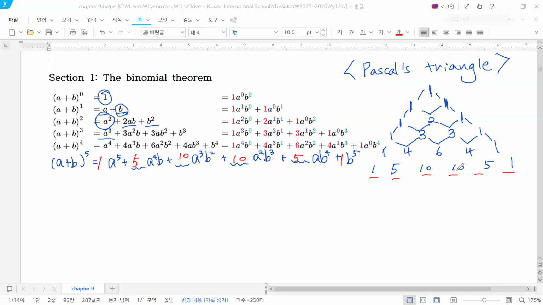Okay, so by using this Pascal's triangle, you can find the coefficients of a binomial expansion easily, if the n is low enough. However, if I ask you to expand (a + b) to the power of 100, then you would have to draw 100 lines, right? In this case, it's not feasible. Do you understand?